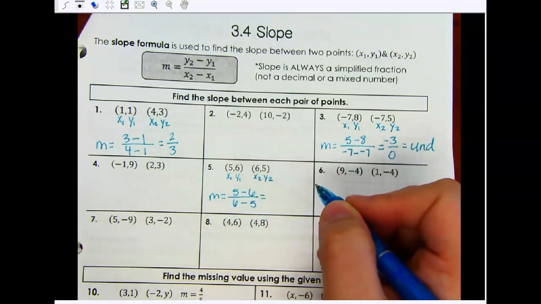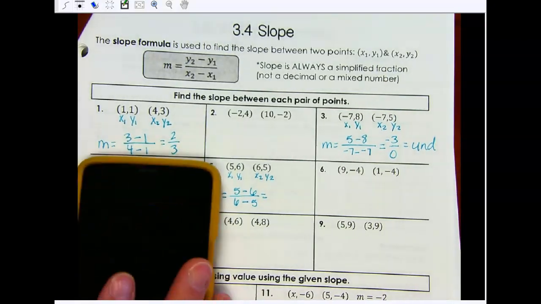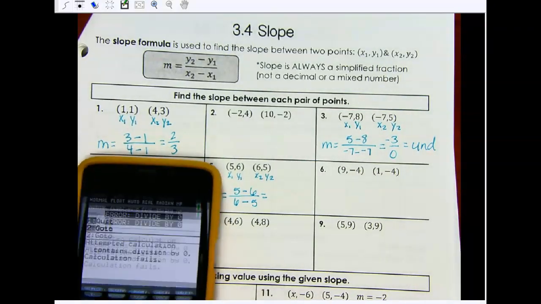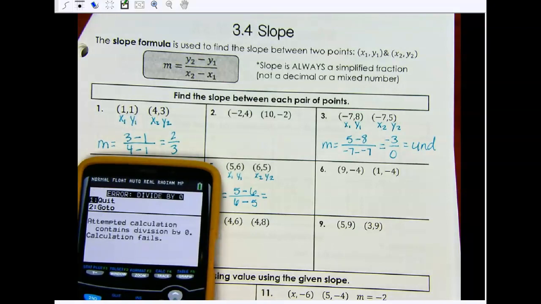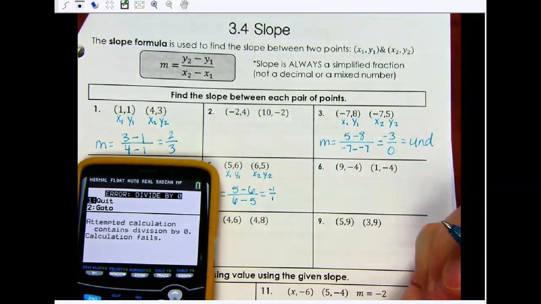So when you do this, you're going to have negative 1 over 1. Right? If you just did that in your head, 5 minus 6 is negative 1, 6 minus 5 is 1. But you don't want to put the answer as negative 1 over 1. Like this would look like this.